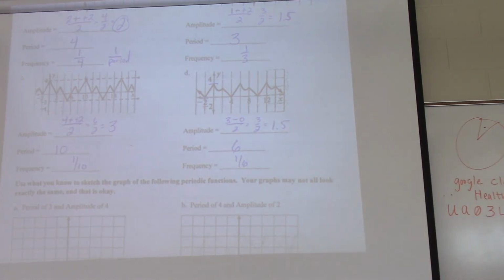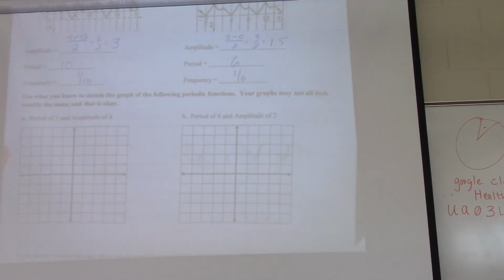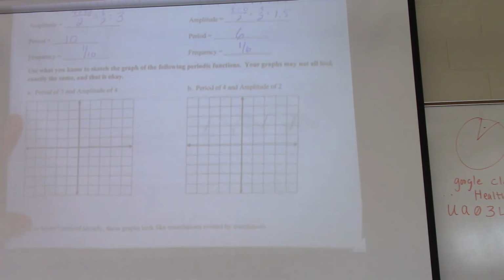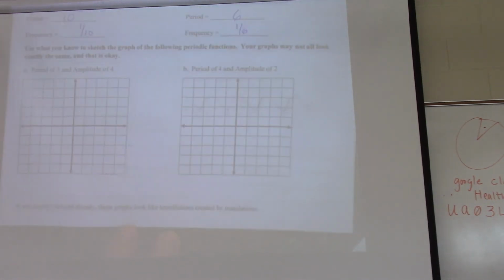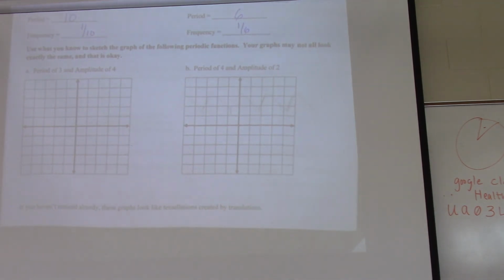Let's go down below. Now, this is where it's a little unique. For everybody, it's going to be a little unique. What I want you to do is sketch your own graph. I'm going to do the first one with you, so you kind of get what's going on here. Your graph can be any shape you want, but it must have a period of 3 and an amplitude of 4.